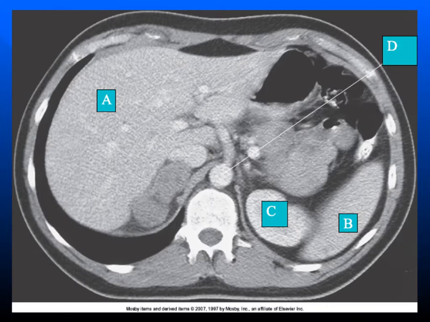So just to get you going and do a knowledge check: A, B, C, D, I marked those and you all said in class as well. A is liver, B is the spleen, C is the left kidney, and D is abdominal aorta.